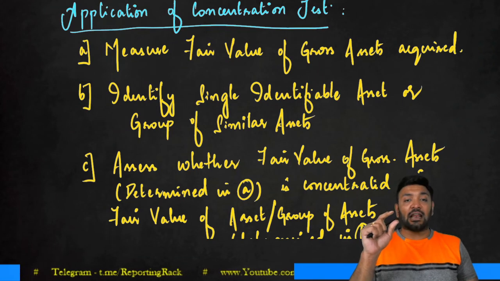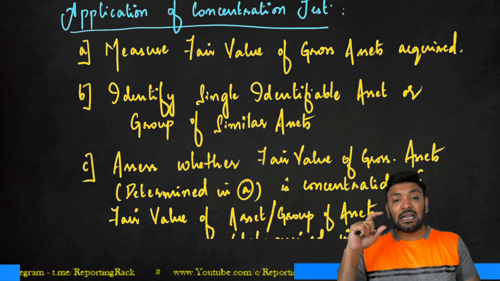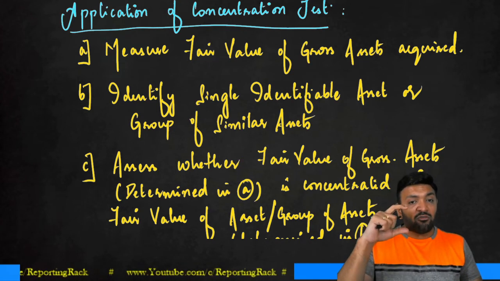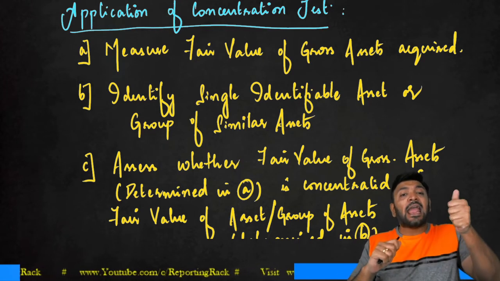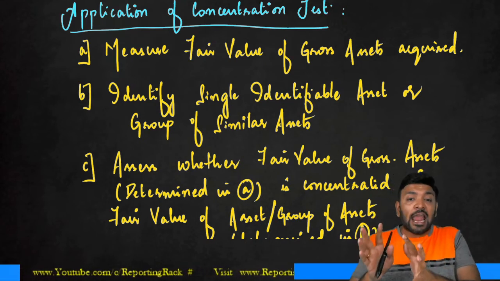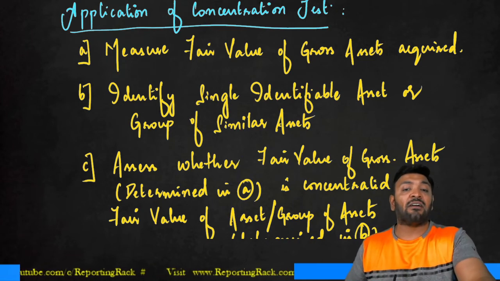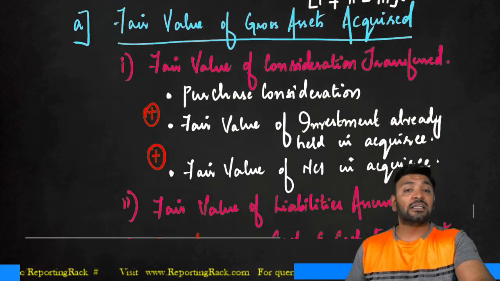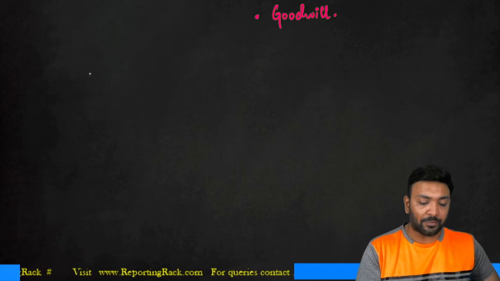This part A which I calculated, I will identify what is part B. What is the single identifiable asset or a group of similar assets? A and B, once I determine, I'll come down to C and I will see if A is substantially equal to B, or the value of A, that is the fair value of gross assets acquired, is concentrated in the fair value of the identifiable asset. Then in such case, the concentration test is satisfied. Let's understand with the help of an example.